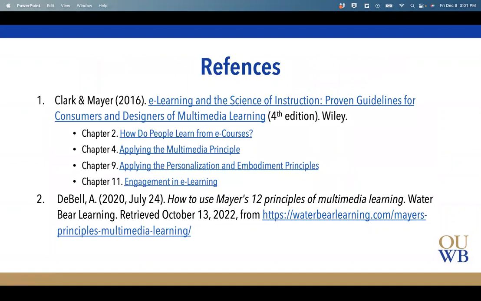These are all permalinks to the OU library version of the text E-Learning and the Science of Instruction. So if you want to read more about any of the principles that we talked about today or any of the other principles that have been covered earlier this semester related to extraneous or essential processing, all of that is available on the OU library for you for free with your OU credentials.